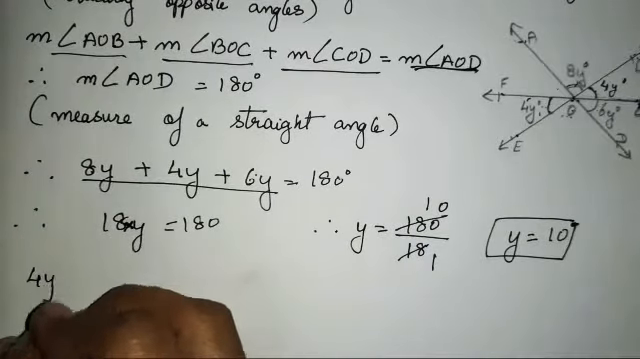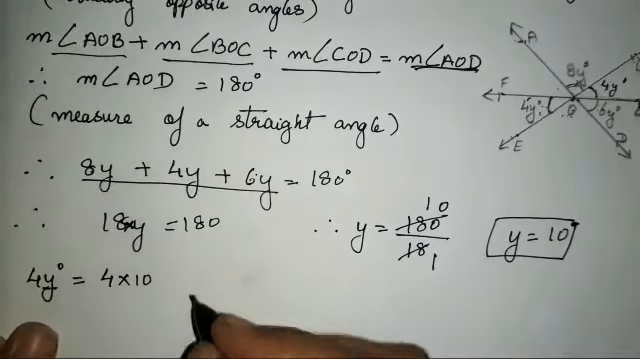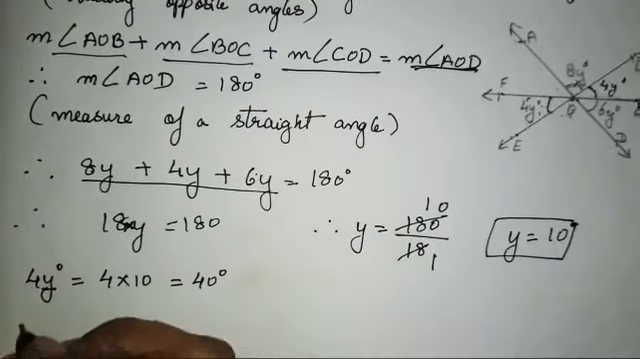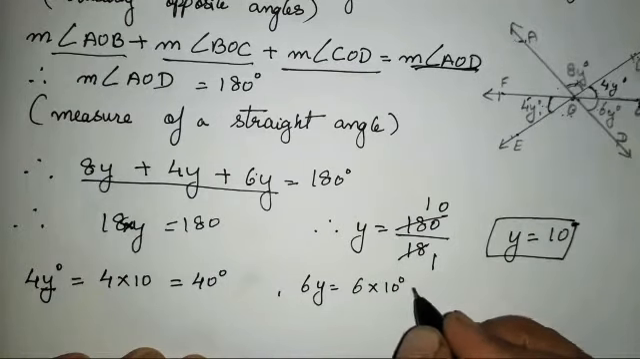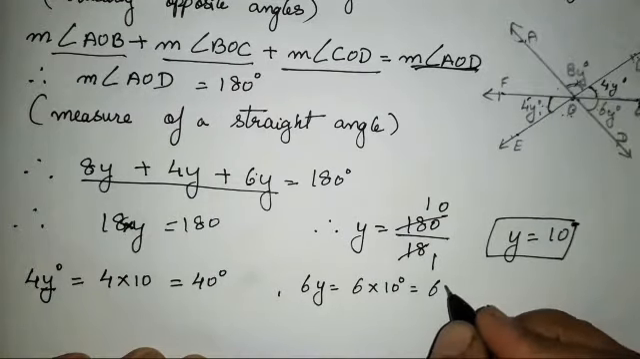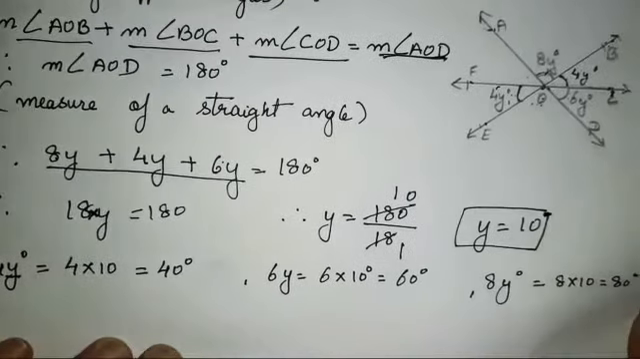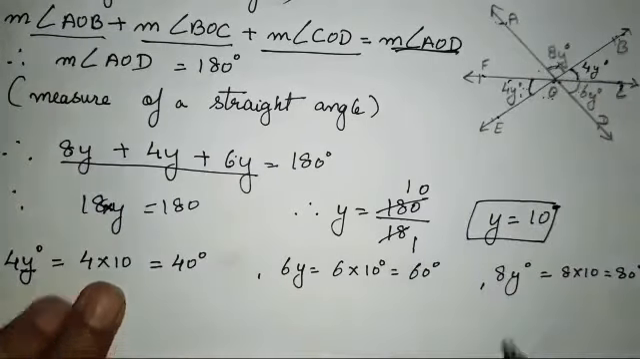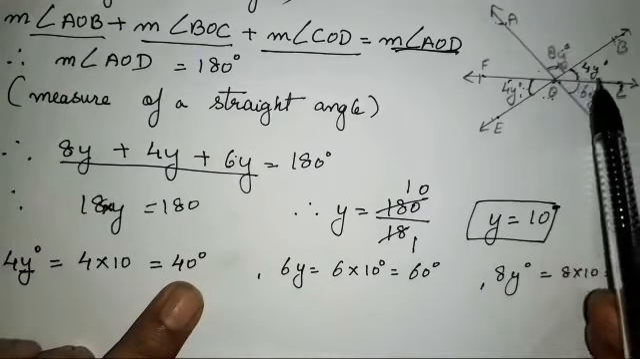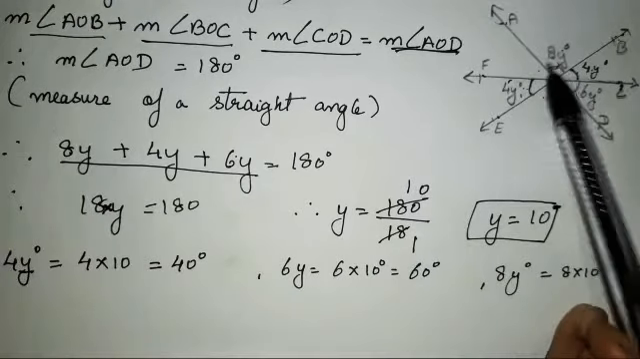Now 4y मतलब कितना हुआ? 4y degree means 4 into 10. Y की value कितना होता है? 10. So it is 40 degree. Next is 6y is how much? 6 into 10 degree. That means 60 degree. Next is 8y degree. So 8 into 10 is supposed to be 80 degree. Okay, so we have got all the measures. See, all the measures we have got for the given angles. 40, then 6y means 60, 8y means 80.